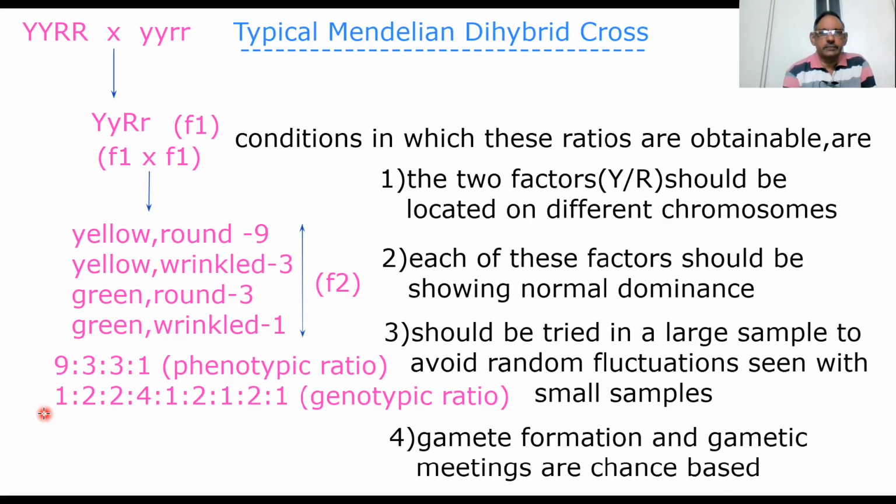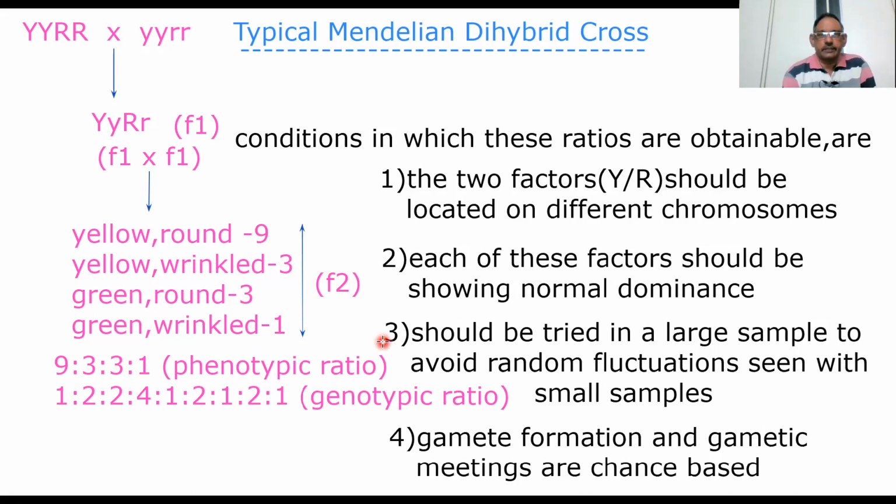The conditions in which these two ratios are obtainable are: number 1, the two factors, namely capital Y and capital R, should be located on different chromosomes, not on the same chromosome, to show independent assortment. The second condition, each of these factors should be showing normal dominance. They should not be in incomplete dominance or in codominance.